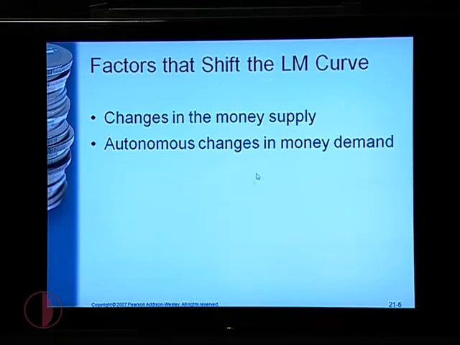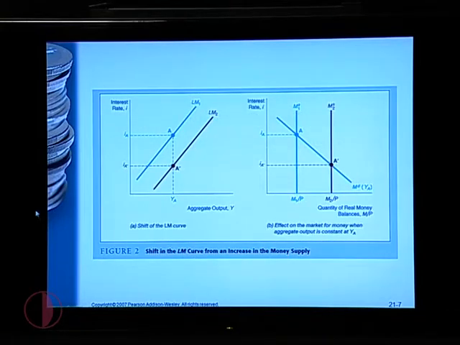Factors that shift the LM curve: a change in the money supply and an autonomous change in money demand. Interest rate is plotted against output, showing a shift in the LM curve from an increase in the money supply. With YA fixed, from the initial LM1 to LM2, there is a decrease in the interest rate, so the LM curve shifts to the right.